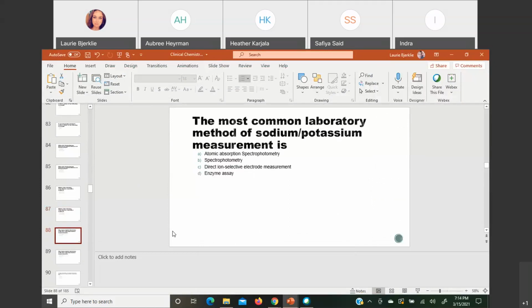All right, some electrolyte stuff. The most common lab method of sodium potassium measurement is what? I'm hoping you guys have this on your chemistry analyzer. Maybe you discussed it or dealt with it.